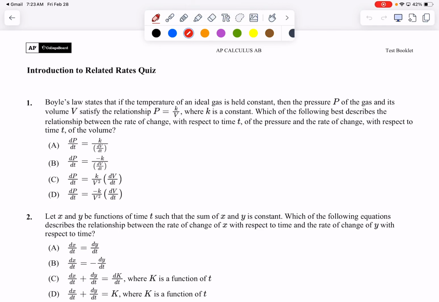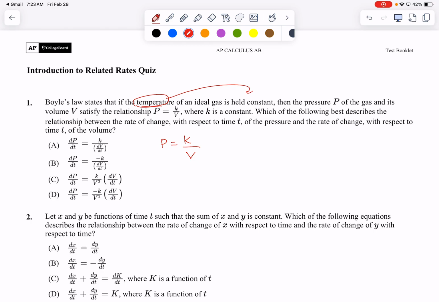Boyle's law states that if the temperature of an ideal gas is held constant, the pressure of the gas and its volume satisfy the relation P is equal to K over V. So temperature is held what? Constant. So we don't even have to worry about that. So we got P equals K over V. Can anybody tell me what kind of relationship this is? Pressure to volume? It's an inverse relationship because it's K divided by V and not K times V. So we got P is equal to K divided by V.